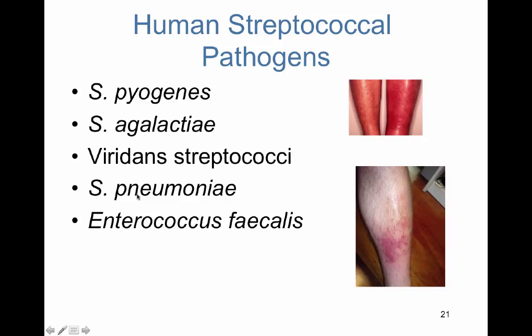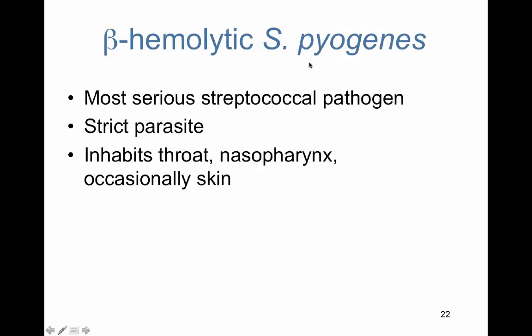So we're going to talk about these 5 different pathogens. In the case of the viridans, it's a different group, or collectively a group of strep bacteria. So Strep pyogenes, Strep agalactiae, the viridans, Strep pneumoniae, and Enterococcus faecalis. So Strep pyogenes is the most serious streptococcal pathogen. It is found in the throat, the nose, occasionally on the skin, and it can cause a few different types of infections.